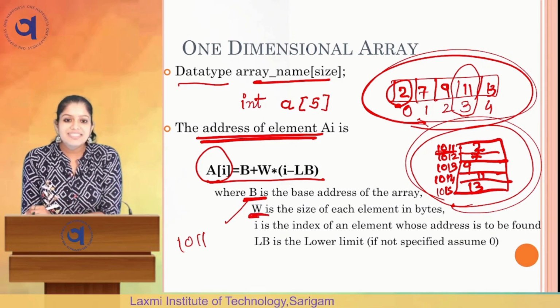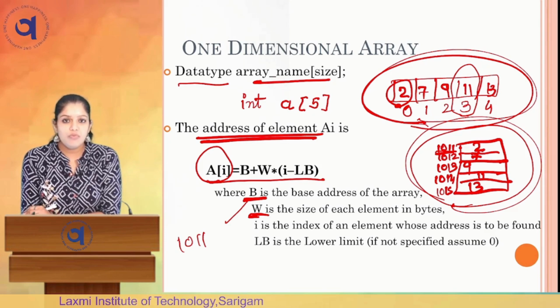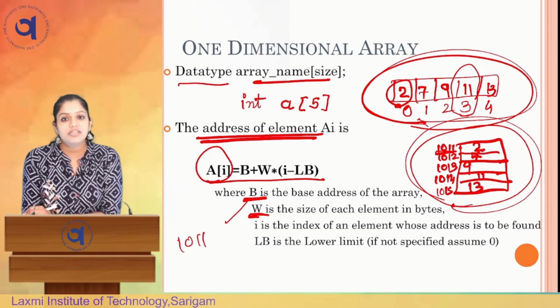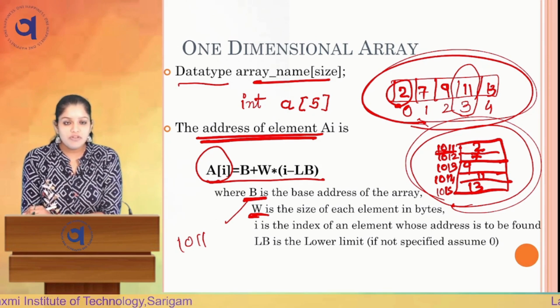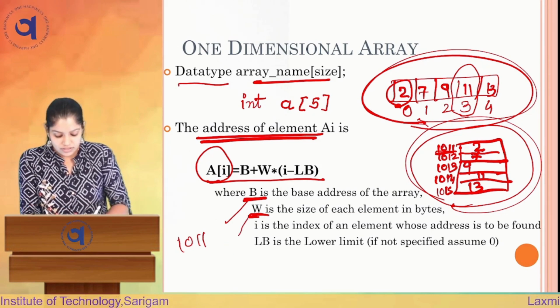So, W is the size of each element in bytes. How many elements per memory word are you storing? It can be 1, 2. Here we are having integers, so we can say 2 bytes per memory word. So, W is 2 for this.